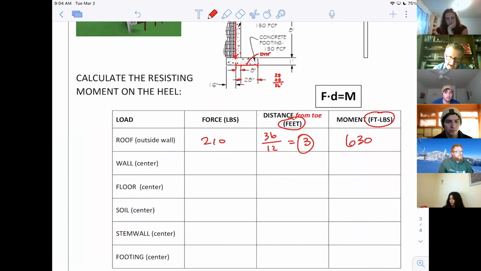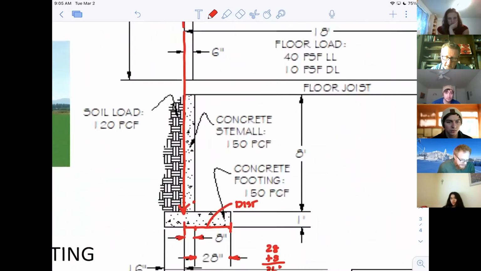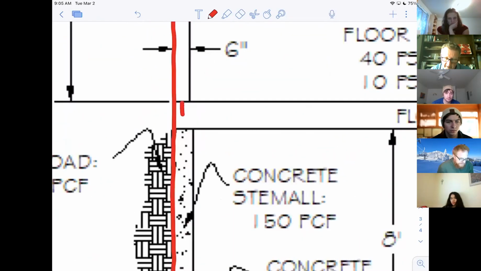Now, I told you where these things are acting. The wall is acting at its center. So I said the roof is acting at the outside wall. So that's why I drew the arrow at the outside wall. But the wall is acting at the center of the wall. So in other words, the wall is going to be acting right there in the center of the wall. Does that make sense? So that's going to make its distance shorter than 3 feet.